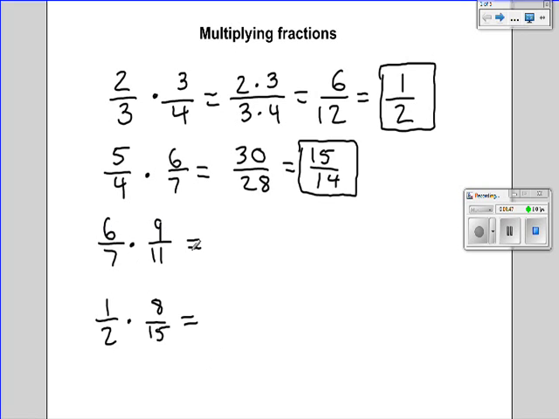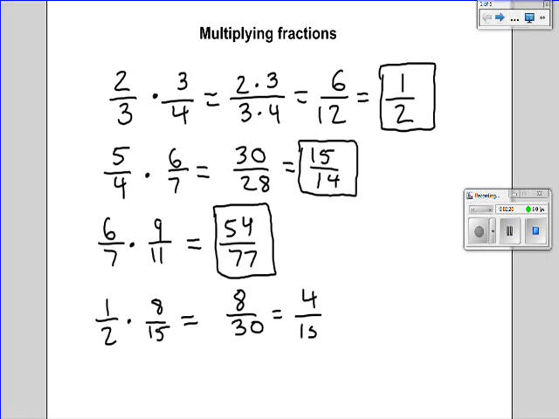Okay, 6 times 9, 54. 11 times 7, 77. Let's see, 54, 2 goes into it but not 77. 3 goes into 54 but not into 77. 6 goes into 54 but not 77. 9 but not 77. So it doesn't look like they have anything in common, so your final answer is 54/77. And 1 times 8 is 8. 2 times 15 is 30. 2 goes into both 8 and 30, and that's 4/15.